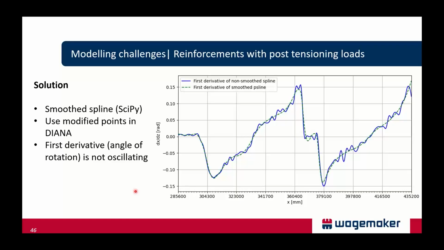And that smoothed spline, if you take the first derivative, it's much better, because the blue one is what Diana would do. So a lot of oscillations of the first derivative, which is actually the angle of rotation. And the green one is the smoothed spline, which is much more smooth.